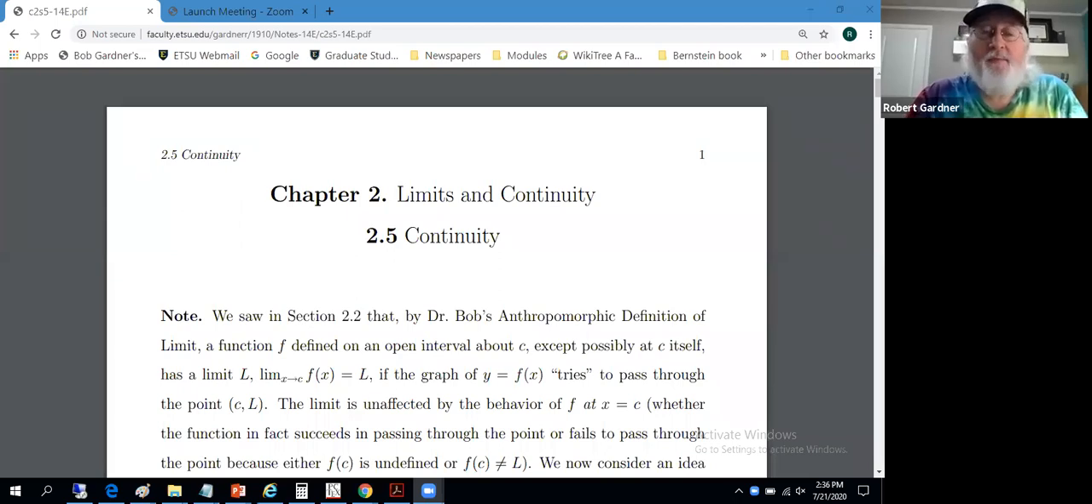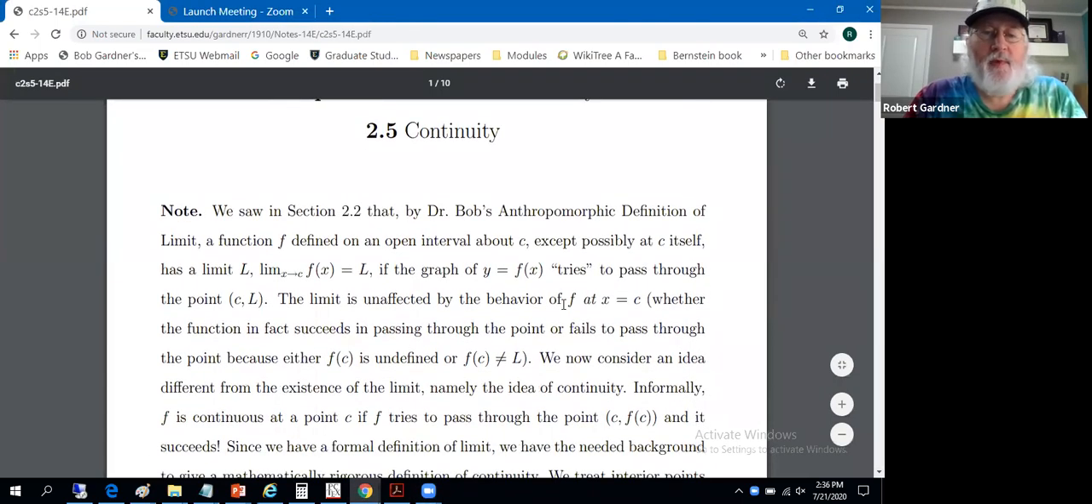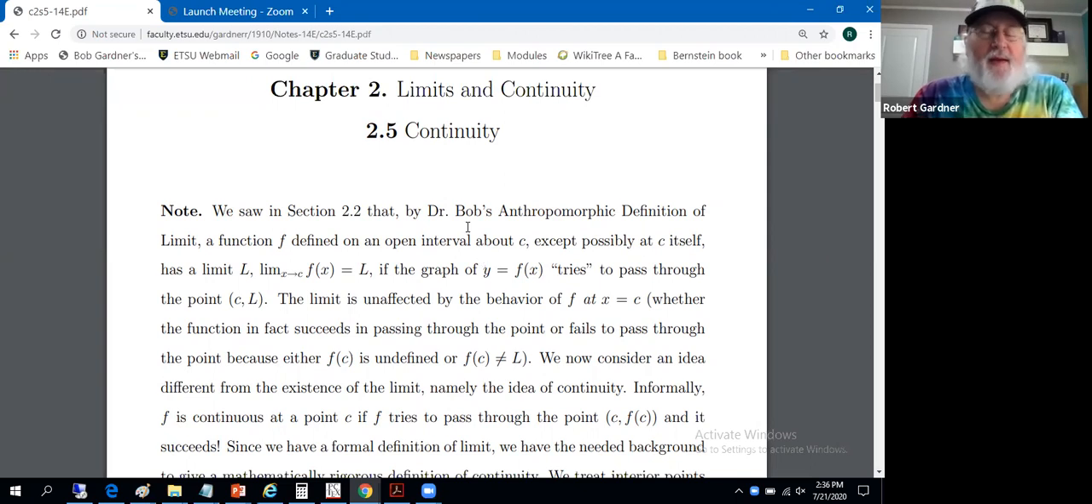Okay, on to section 2.5, continuity, and actually an application of limits. Now we saw in section 2.2, by Dr. Bob's anthropomorphic definition of limit, a function f defined on an open interval about c, except possibly at c itself, has limit L, denoted the limit as x approaches c of f of x equals L.